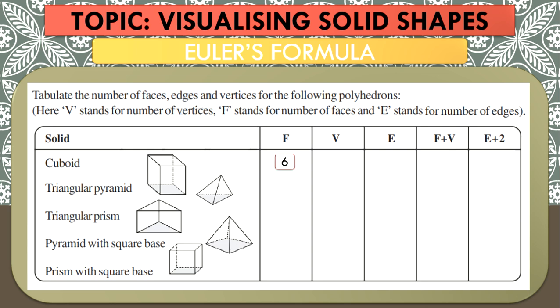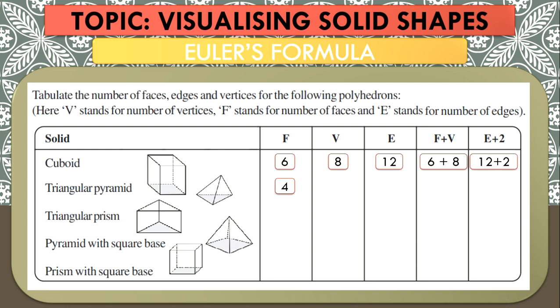So the number of faces for a cuboid is 6. Number of vertices 8. Number of edges 12. So f plus v will be 6 plus 8 and e plus 2 will be 12 plus 2.